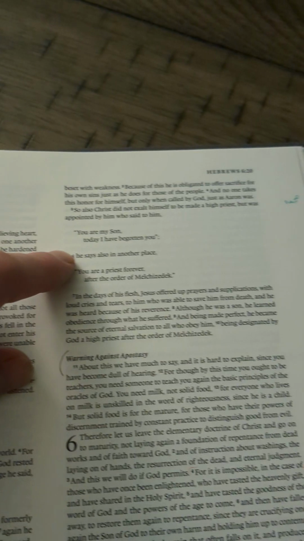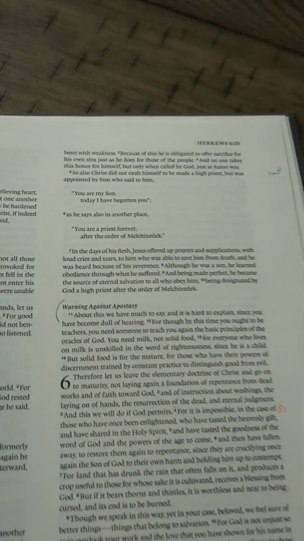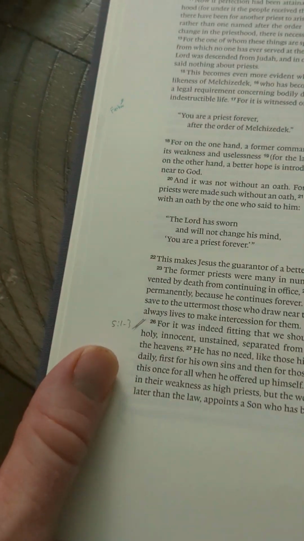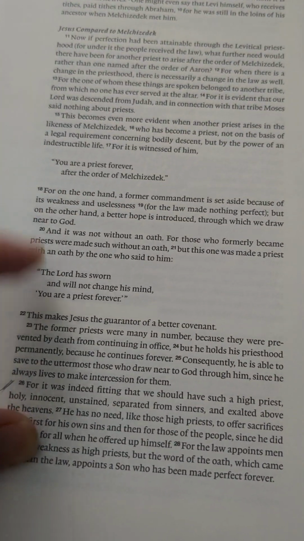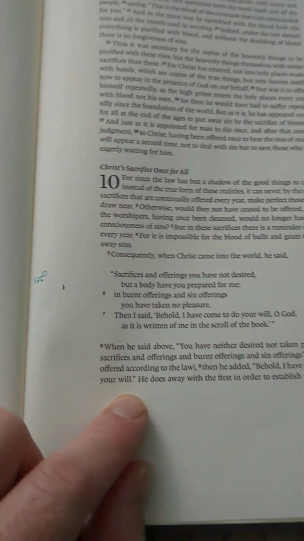Then it's going to repeat again with the Father speaking to the Son. You are my Son, today I have begotten you. And then, wait, hold on a second. Yeah, this is continuing it, the Father speaking to the Son. And then where does it go? Yeah, here it is. This interesting quote here.